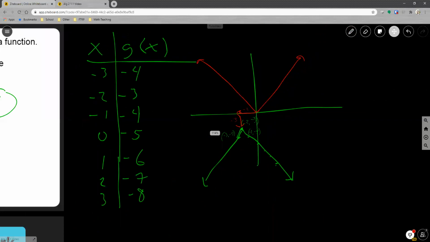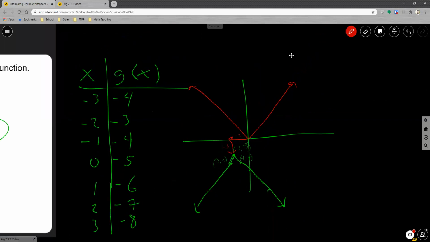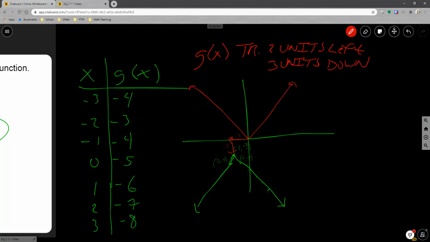So if I wanted to write about this, I'd say that the graph of g of x is translated, I'm just going to put TR, period, 2 units left, 3 units down, and it's been reflected vertically.